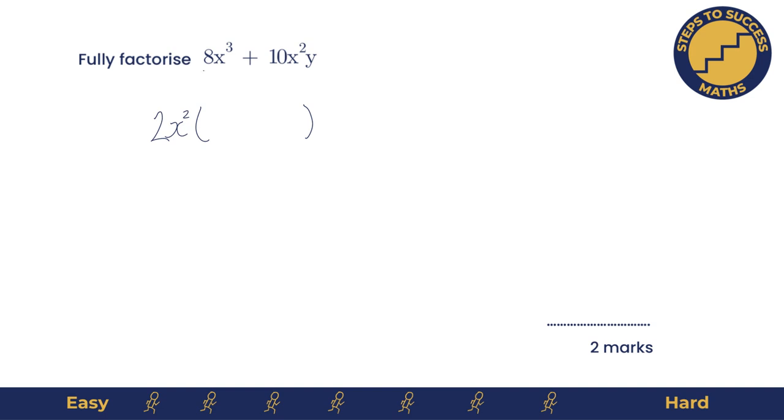Now how do we get the 8? Well, that's 2 times 4. How do we get the cubed? We've already got x squared, so we need another x to get to x cubed. Then it's plus. We've got 2 and we want 10, so we're going to times by 5. We've already got the x squared and we're missing the y. And remember to close the bracket. Now we have fully factorised this expression.